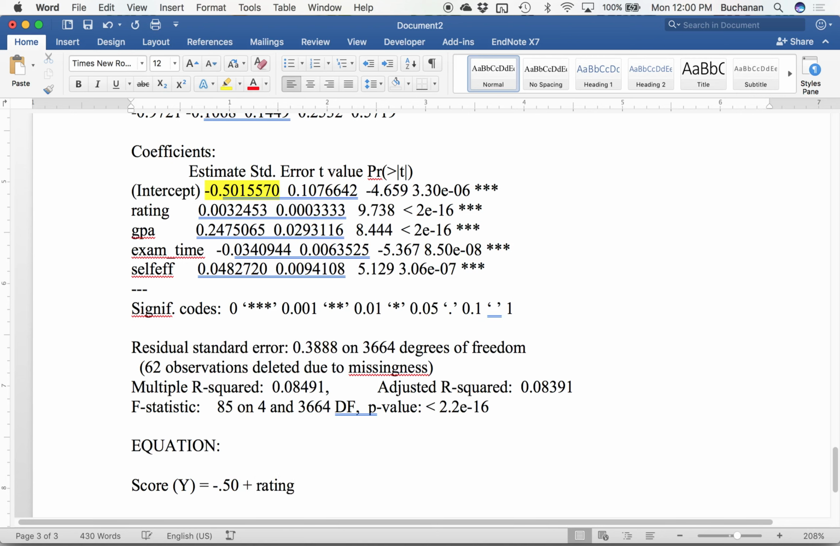Plus rating times its slope, so it's 0.003. So 0.003 times rating plus GPA here, 0.25 times GPA, plus negative 0.03, so it's actually negative, times exam time. That's first exam, second exam, third exam, plus 0.05 times self-efficacy.